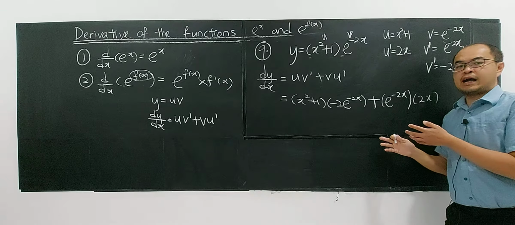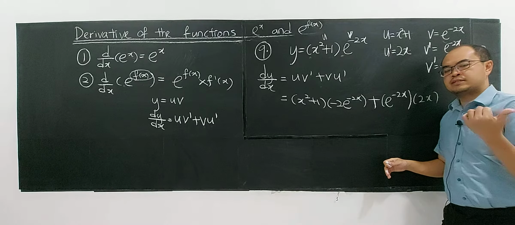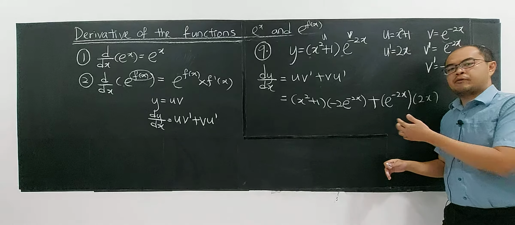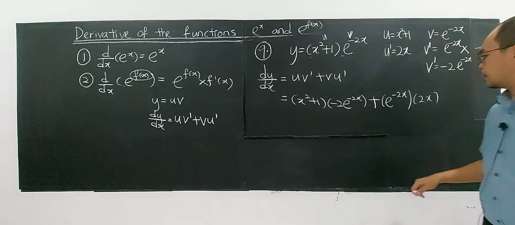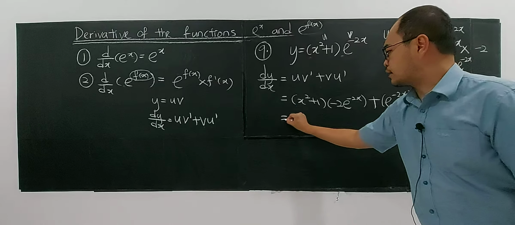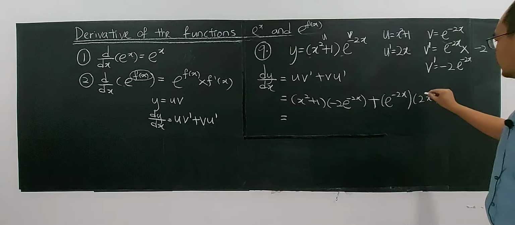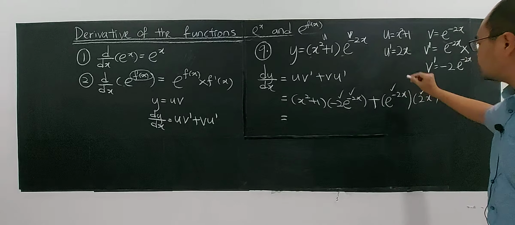In this question, I revise the product rule, which you already learned in the previous lesson. I will keep repeating the product rule until you make sure you understand. So look at this. Is there any common factor between these two? Yes, 2, e^(2x), e^(-2x).